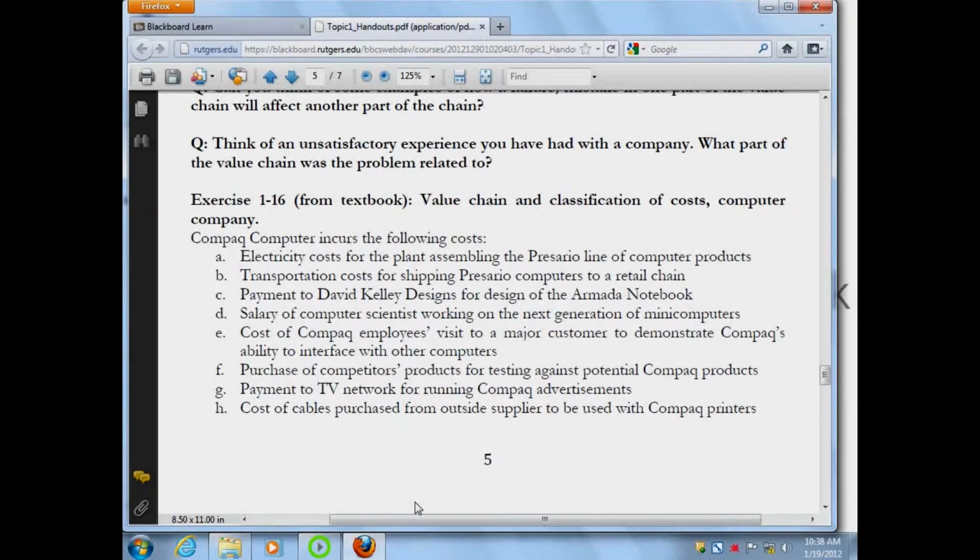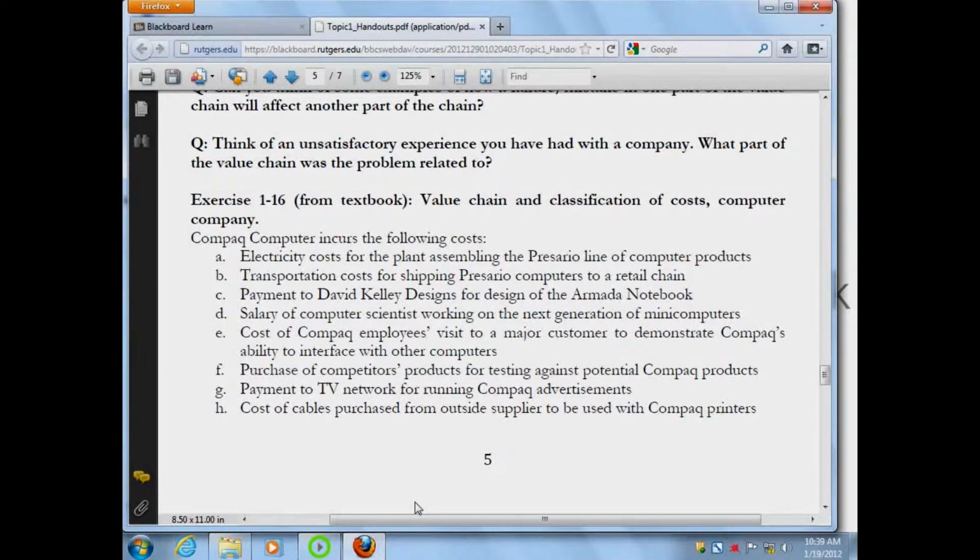Okay, the next one is interesting. The cost of Compaq employees' visits to a major customer to demonstrate Compaq's ability to interface with other computers. Most of you think this is a marketing cost? It could be a marketing cost or a customer service cost. It really depends on how you look at it. If you're doing this in order to get that customer to buy more Compaq products, then it's clearly a marketing cost. If you're doing this as a follow-up service to someone who's already purchased from you, then it's a customer service cost. So sometimes the distinction is not as clear.